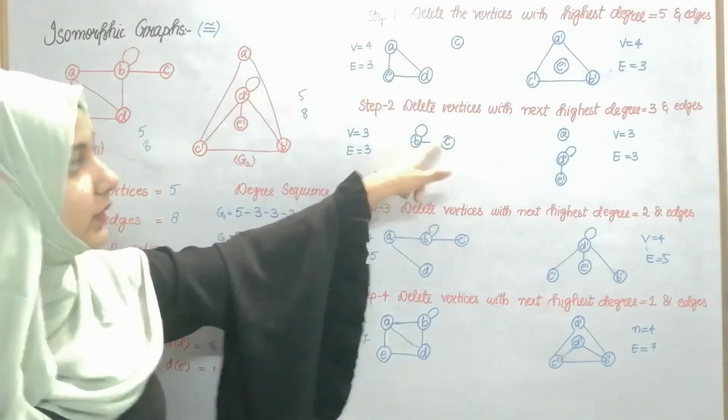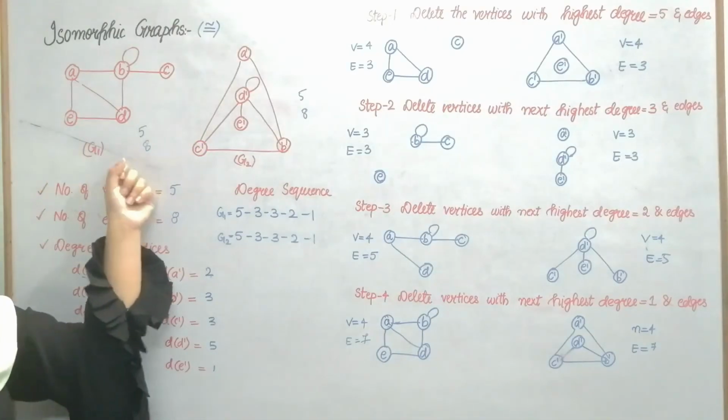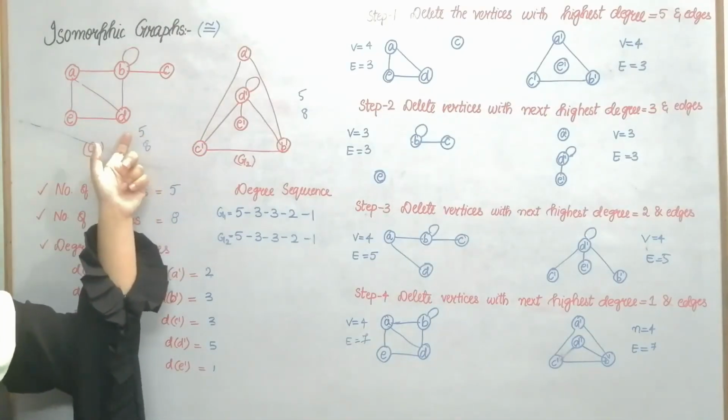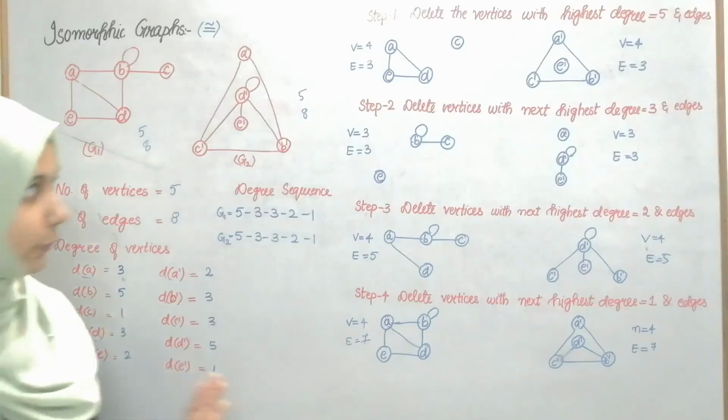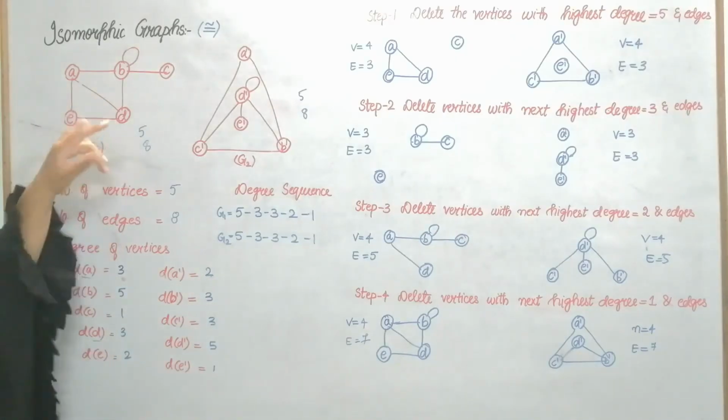Okay? Next we'll go with the next highest degree, that is 3, and we are going to delete the vertices from this graph, from the actual given graph. So deleting what? A and D. The rest will be as it is.